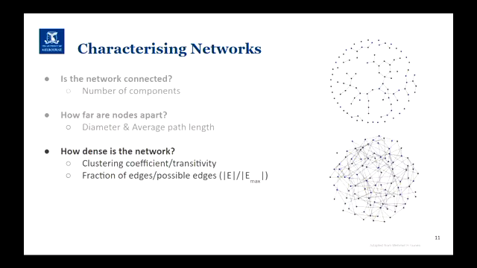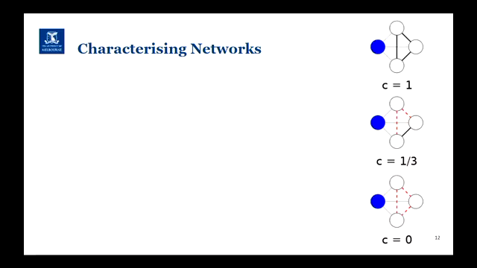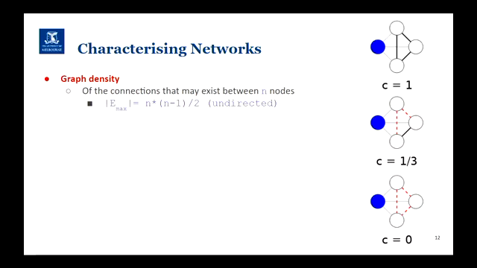Keep those in mind. The other question we can ask is how dense is the network? And for that, we have two different metrics. The first one is graph density, which, given a graph with n nodes, is the proportion of edges relative to the maximum number of edges we can have, and that's n times n minus 1 divided by 2 for an undirected graph.